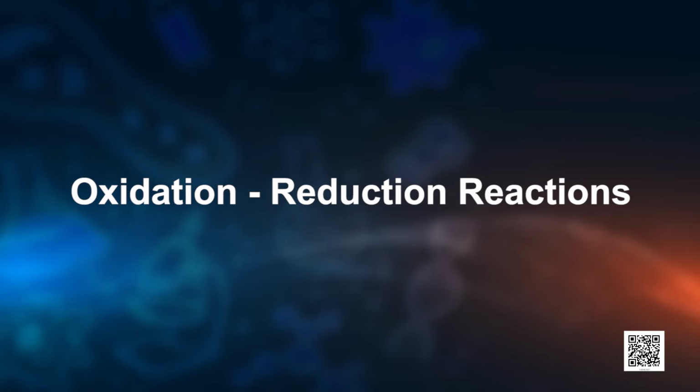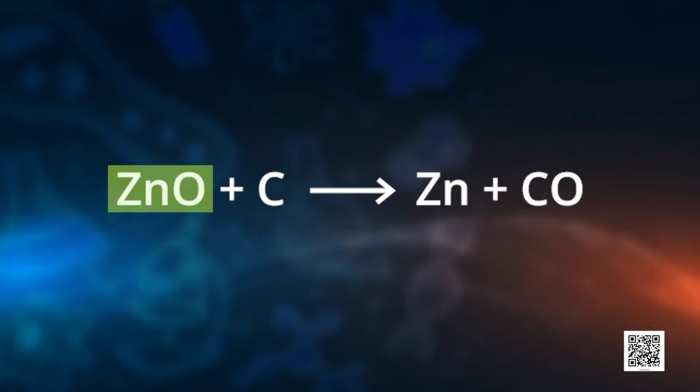So, in other words, if we try to explain, one reactant gets oxidized while the other gets reduced during a reaction. And such reactions are called oxidation reduction reactions, or in short, redox reactions. There are many examples, and redox reactions are happening all around us. On the screen you can see zinc oxide is reacting with carbon and is giving zinc and carbon monoxide.